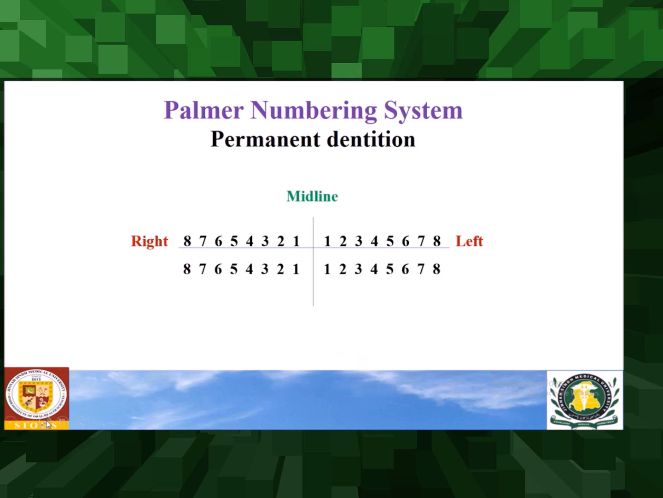So, in order to represent each quadrant, we use these symbols. This symbol indicates the maxillary right quadrant. The second symbol indicates the maxillary left quadrant. This third symbol indicates the mandibular left quadrant, and this symbol indicates the mandibular right quadrant.